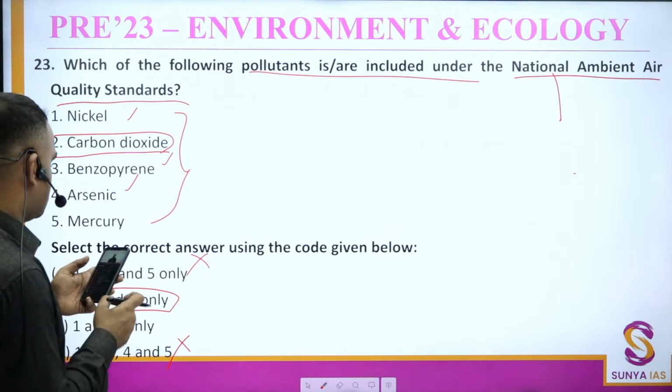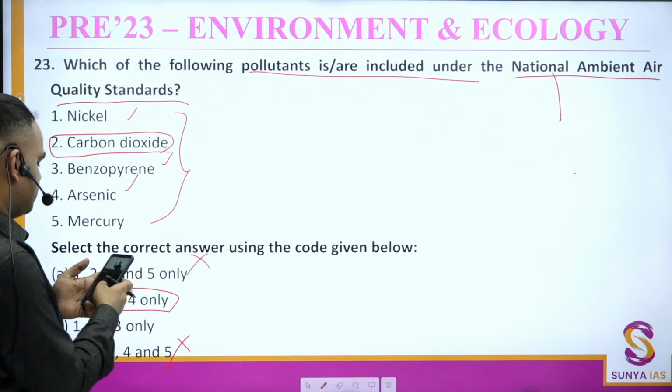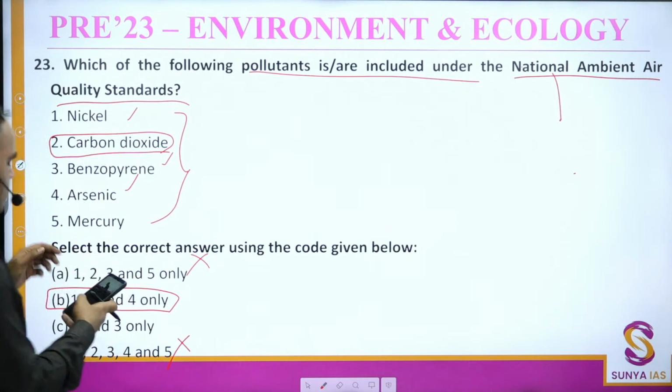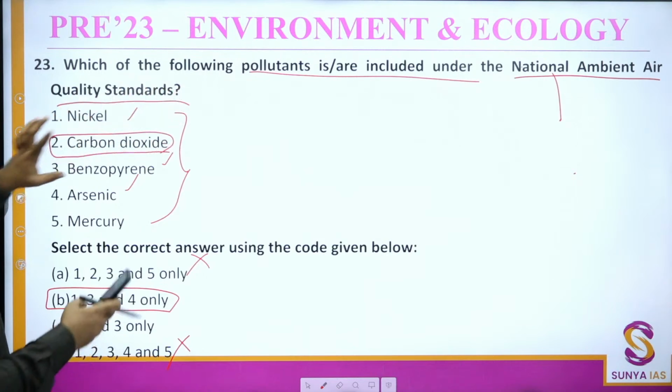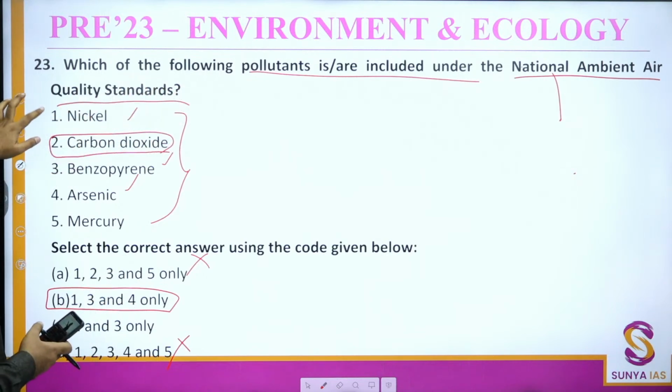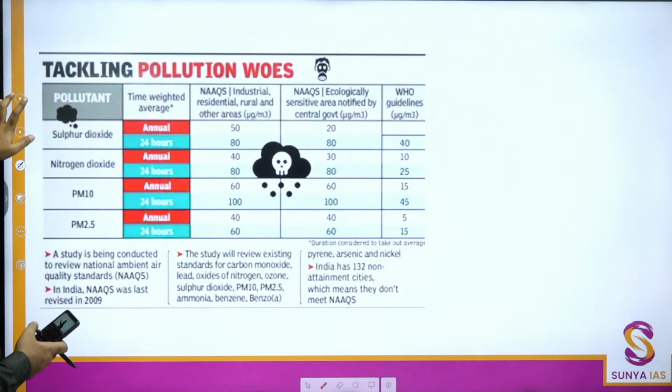Yes, CO2 is not there. Good participation. CO2 is not there. So we are talking of the National Ambient Air Quality Standards. Right. Moving on now.